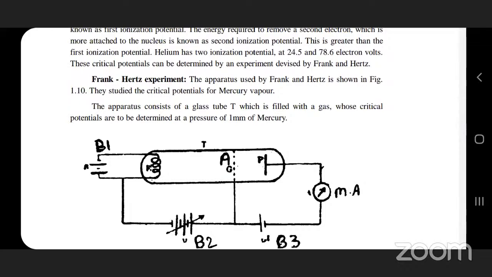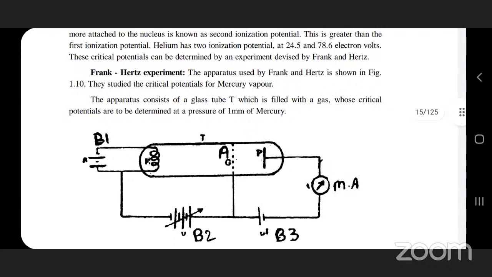So for helium, how many electrons are there? It consists of 2, so the atomic number is 2 here. So how many ionization potentials are needed? 2 ionization potentials. So what are those? 24.5 and 78.6 electron volts. These are the critical potentials, which can be determined by an experiment.